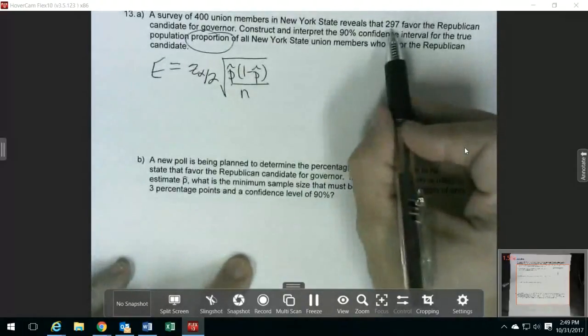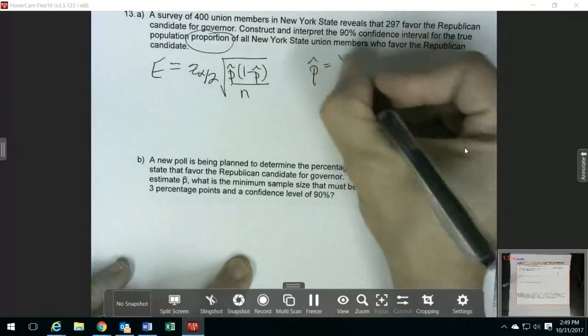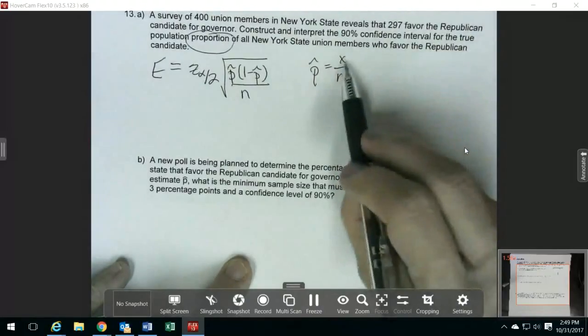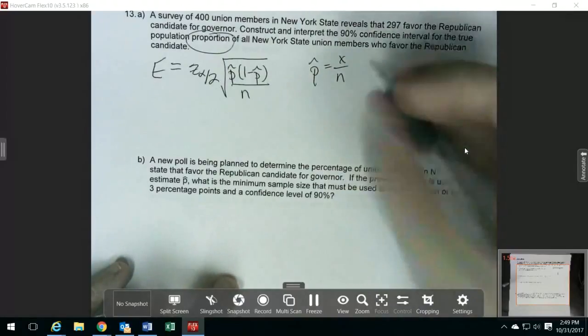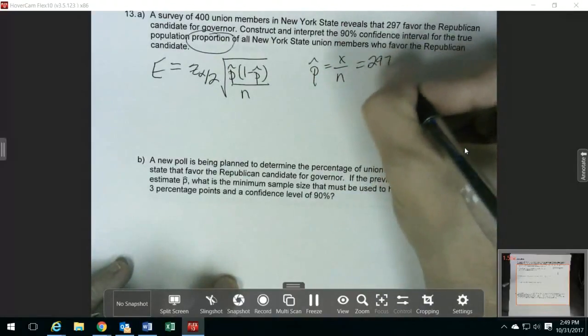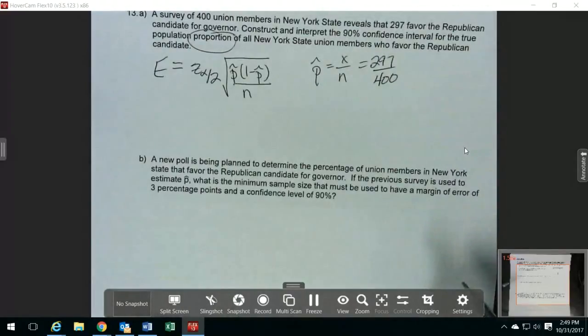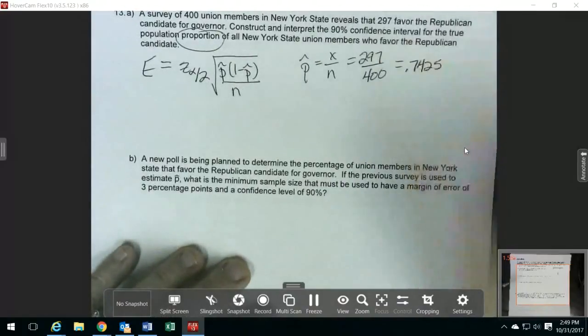Now this one, it wasn't even nice enough to give you the p hat. You have to figure that out too. So if they don't give you a percentage or a proportion for the p hat, you can figure it out by doing the number of successes over the sample size. So in this one, our number of successes was 297. So our p hat is going to be 297 over 400, which is in decimal 0.7425.